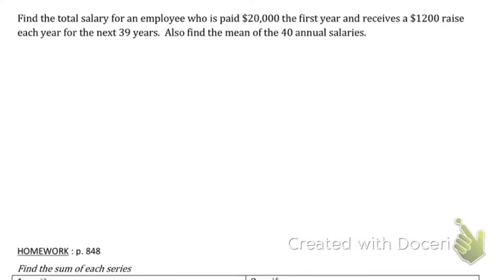It says, find the total salary of an employee who is paid $20,000 for the first year and receives a $1,200 raise each year for the next 39 years. Also find the mean of the 40 annual salaries. Okay, so basically what we have is an employee who makes $20,000 their first year, and then they get a $1,200 raise every year after that. That sounds arithmetic, where I start with a number and I keep adding the same number over and over. I keep adding 1,200. So we can think of this as being an arithmetic sequence.